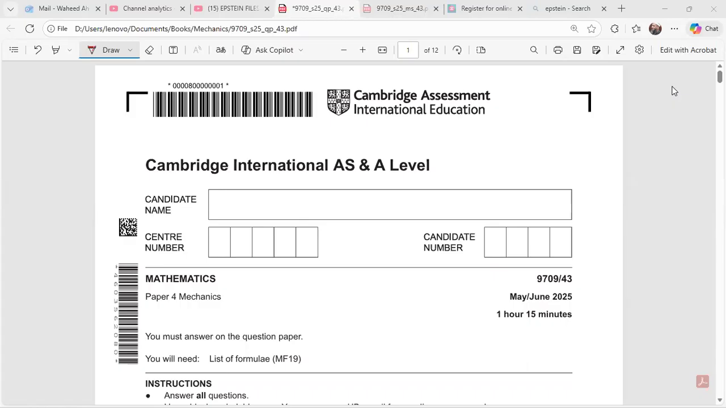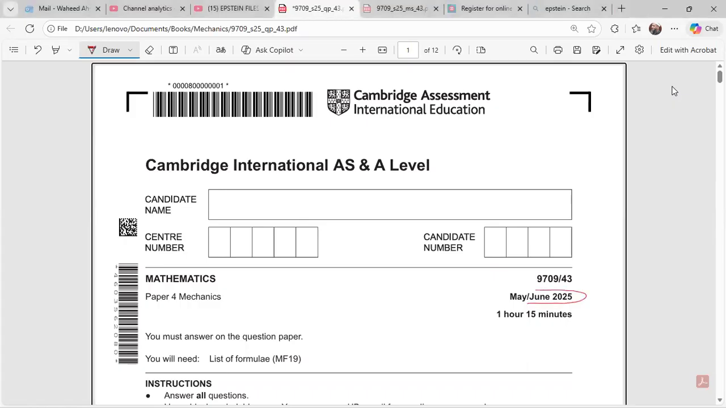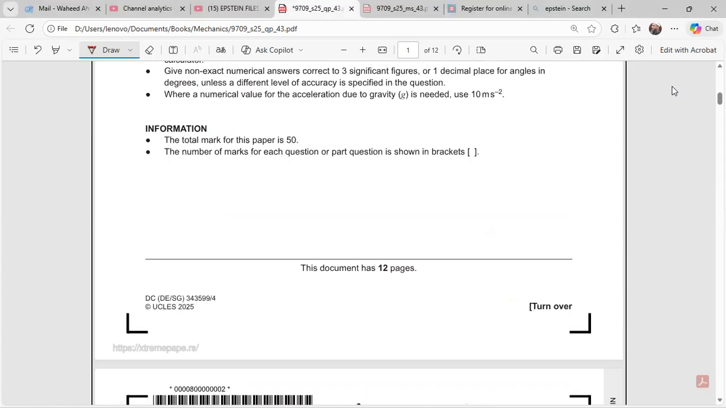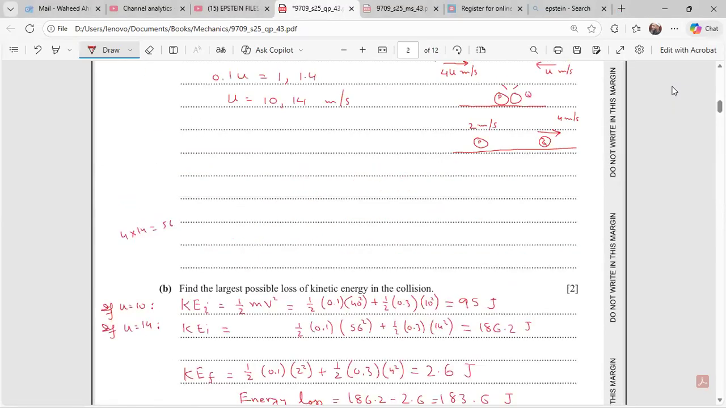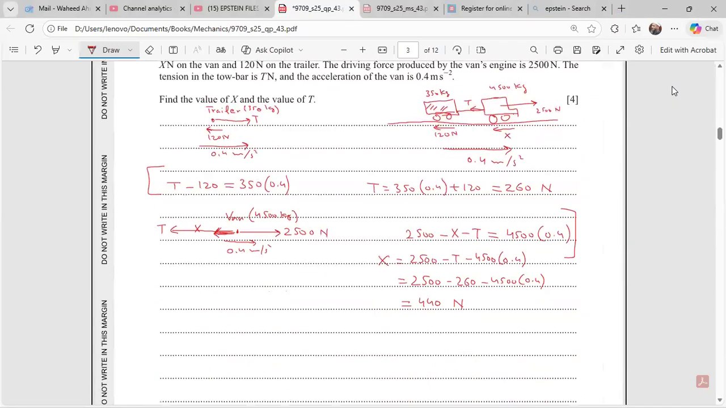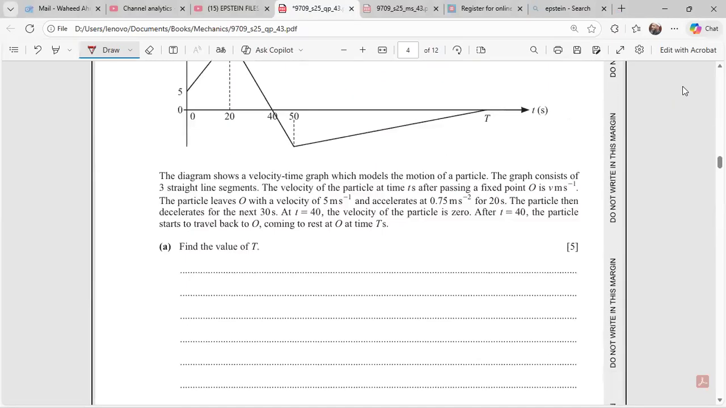We will be solving this past exam of mathematics. It is May June 2025, and it is the mathematics mechanics portion. We already solved two questions, if you remember. So I will be doing question number three right now.